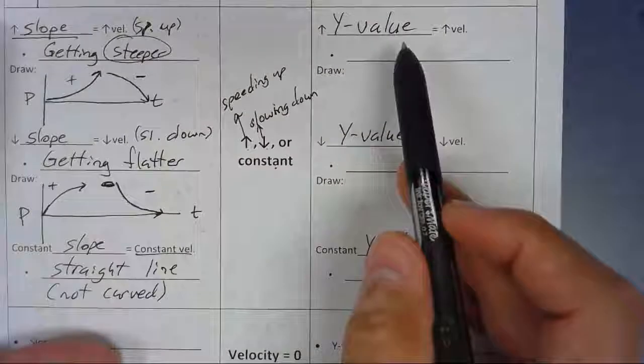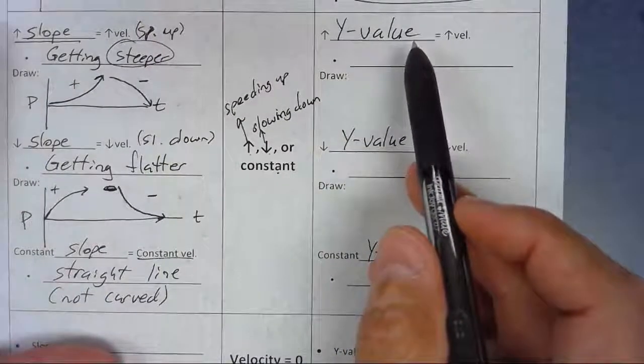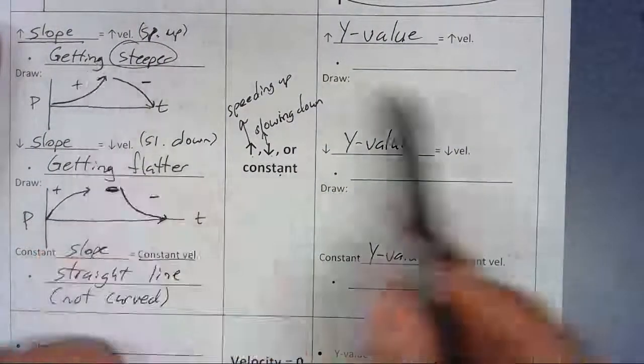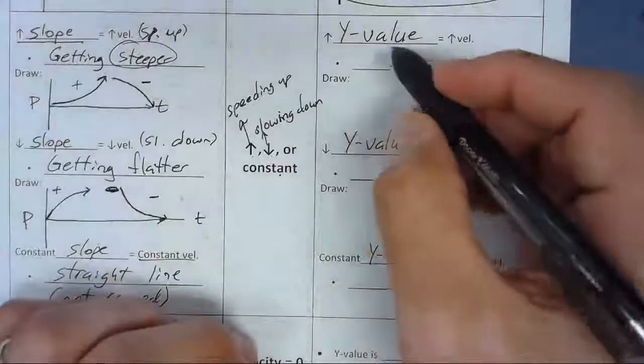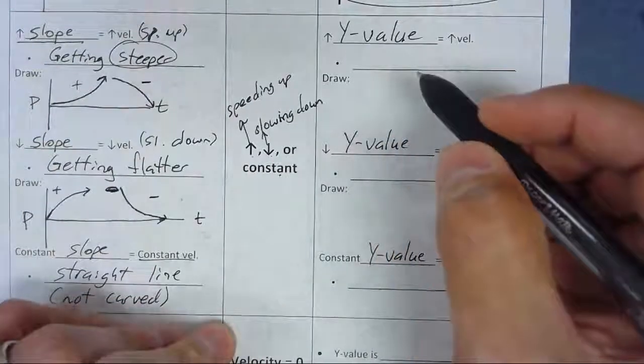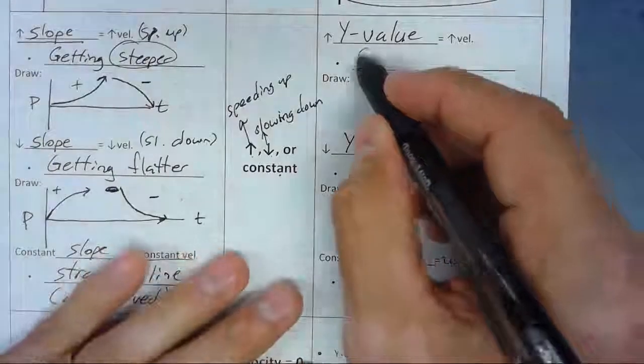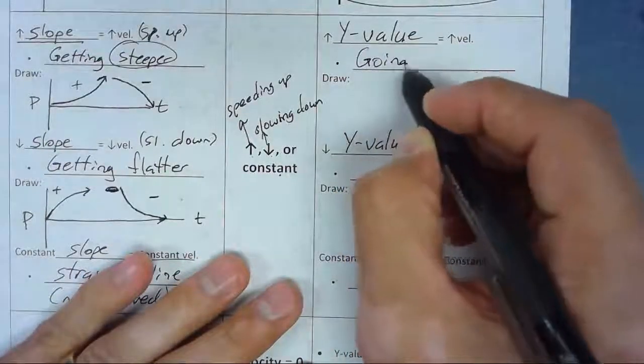So let's go back to the top, talk about increasing y value. It's not going to be getting steeper. Slope doesn't matter here. This is not about slope at all. Instead of that, increasing y value means, and we talked about this earlier, it means that your y value will be going away from 0.